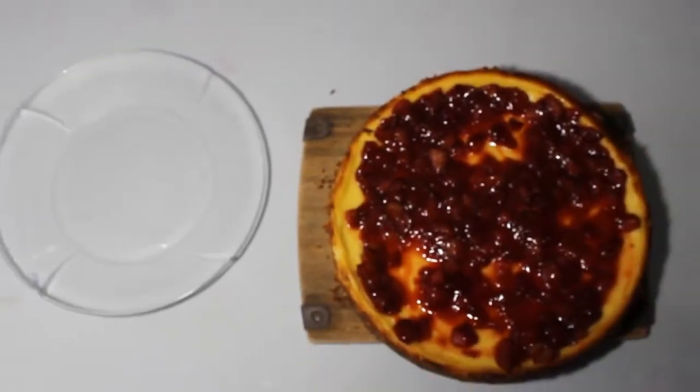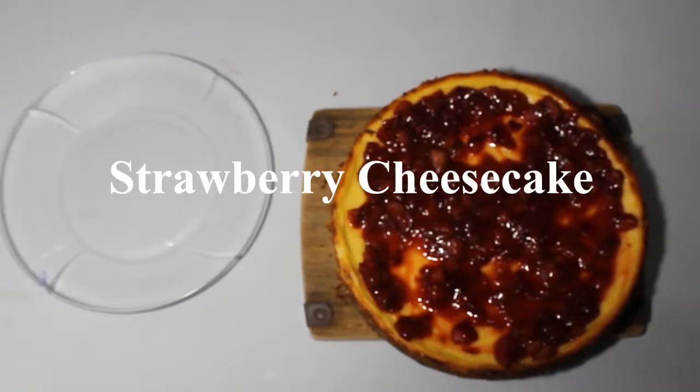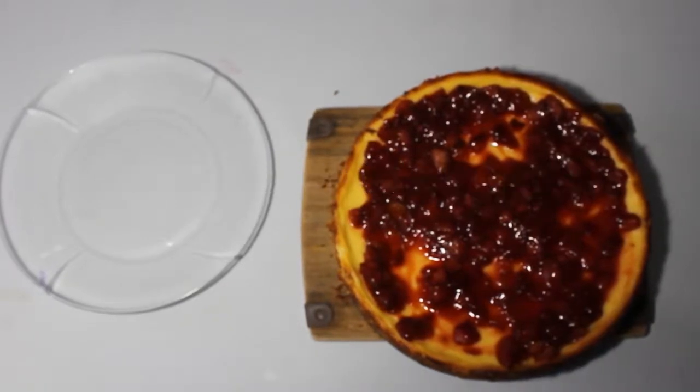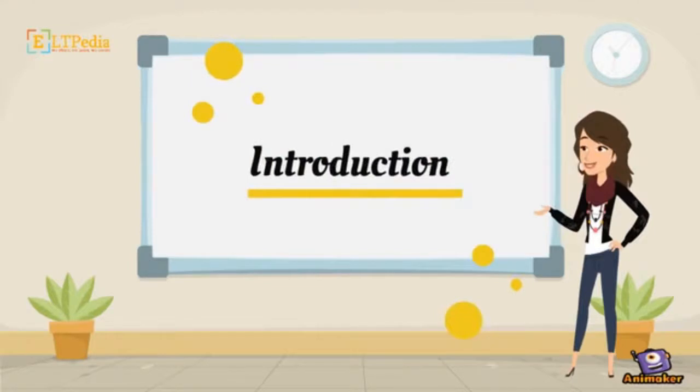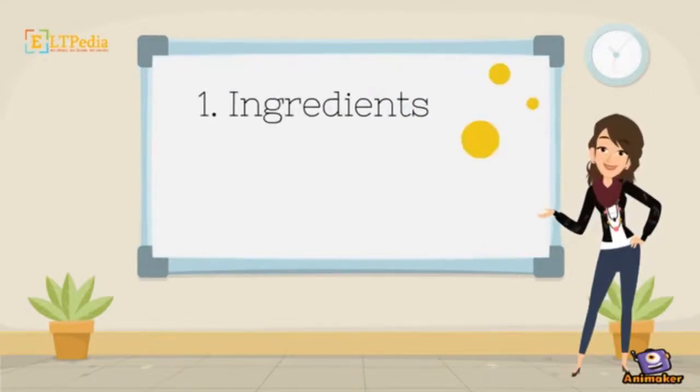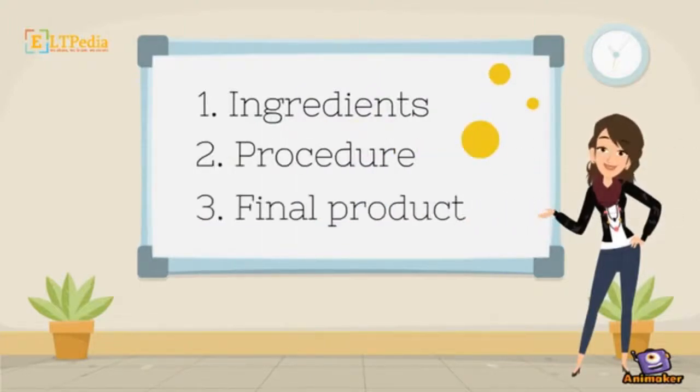Let's start with our recipe. Today we will learn how to make a strawberry cheesecake. This is a delicious and classic recipe. First, I will introduce ingredients and materials. Then, I will mention the procedure while I do it by myself, and finally, I will show you how the final dish looks like.